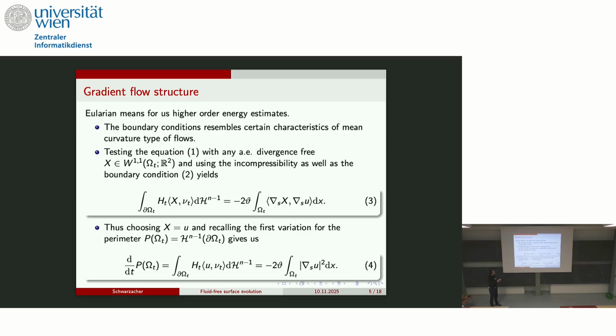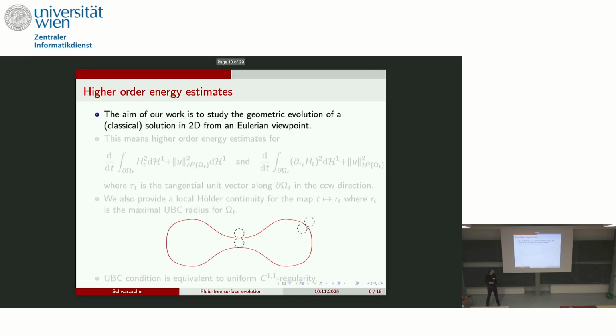And from this equation, you can then realize that actually you have a gradient flow on the perimeter, with a viscosity that is given by this Stokes energy. So this is the natural energy related to this problem. And so the question is, do we have higher order energy estimates maybe? So this was our question, and this was our aim.